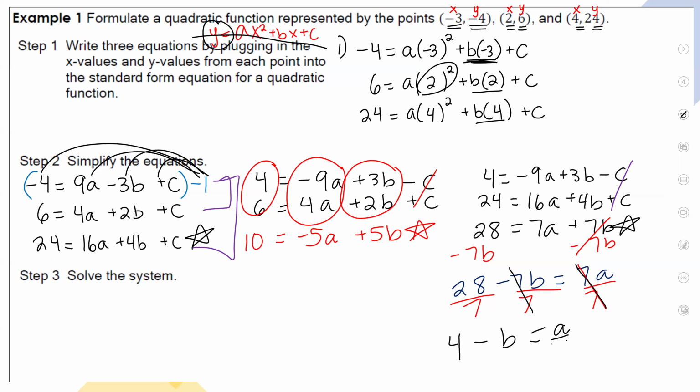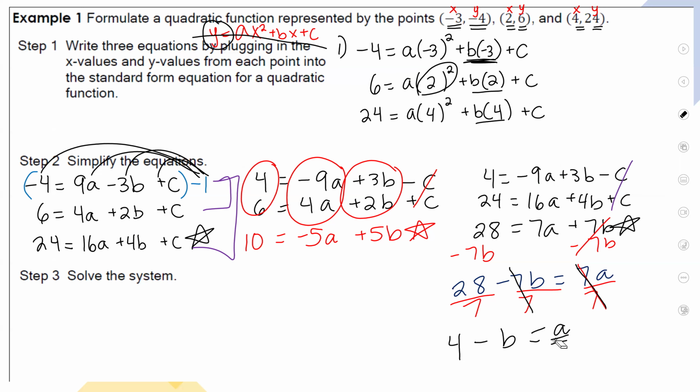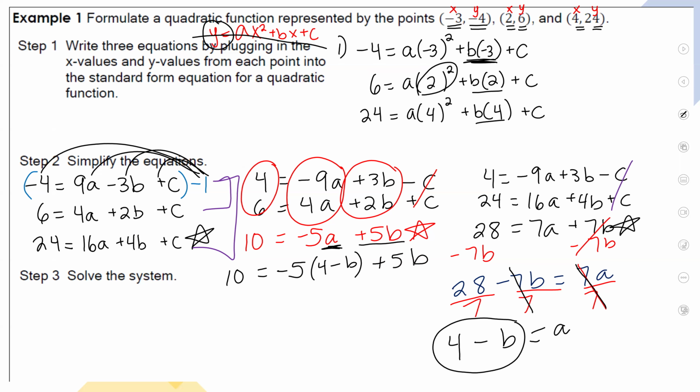Since I know what a is, I'm going to plug this into this. Okay, so let's look at how that is done. So I have 10 equals negative 5. Instead of writing a from this a right here, we're going to plug this in. So this will be 4 minus b. And then continue copying. Plus 5b. Okay, now just solve for b.